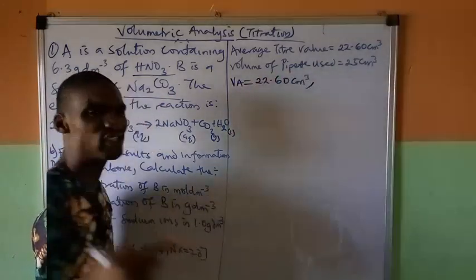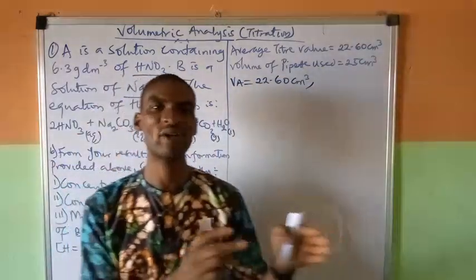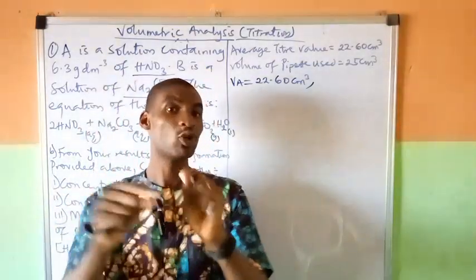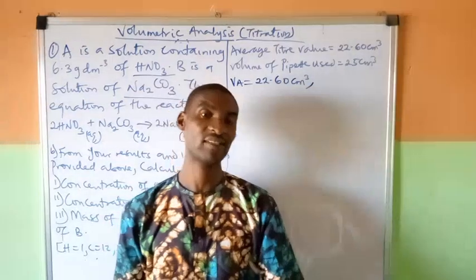The volume of your pipette used is the volume of base. They will tell you that you can either use 20 cm cube or 25 cm cube, but whatever pipette you were given in your school, that is the one you have to use. If you are given 25, most schools will use 25 cm cube.